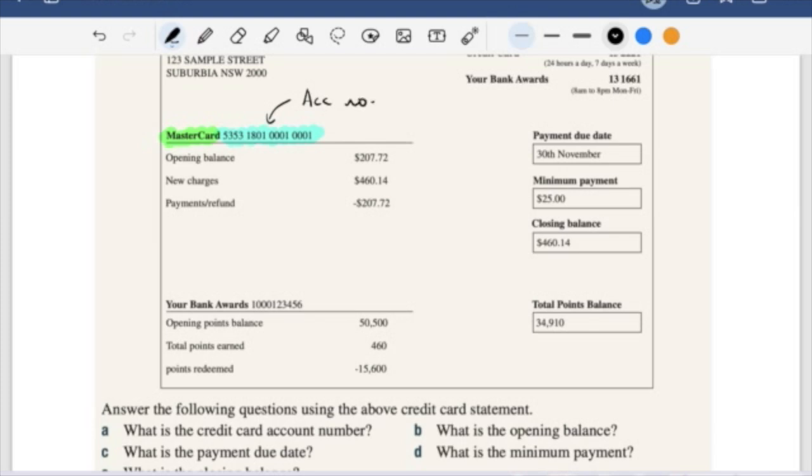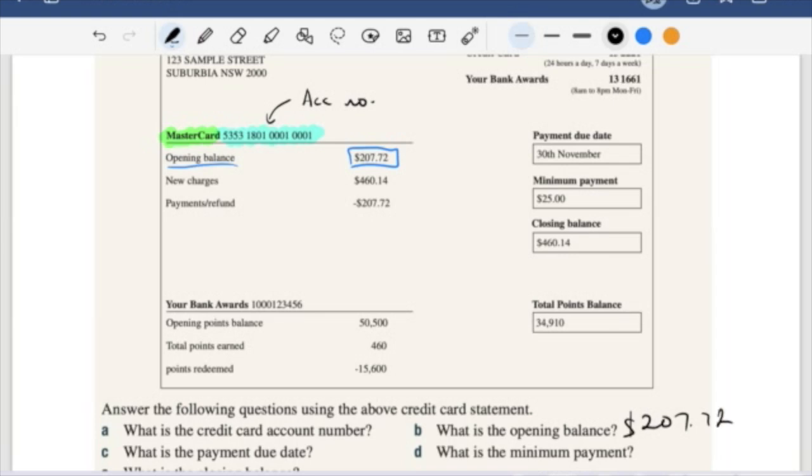Part B is saying what is the opening balance. As you can probably figure, we're really just looking at finding the bits on the actual statement. So we have the opening balance here, and that's going to be $207.72. I'll actually write that down here.